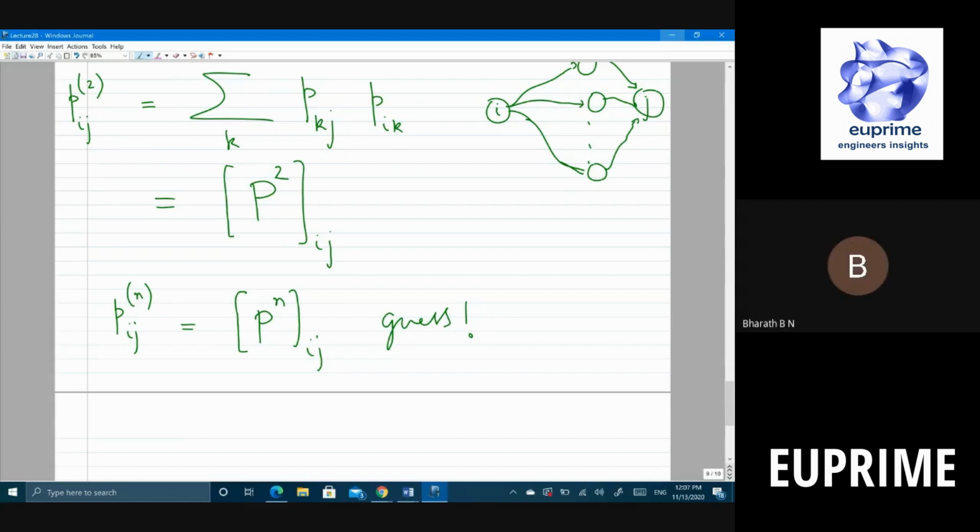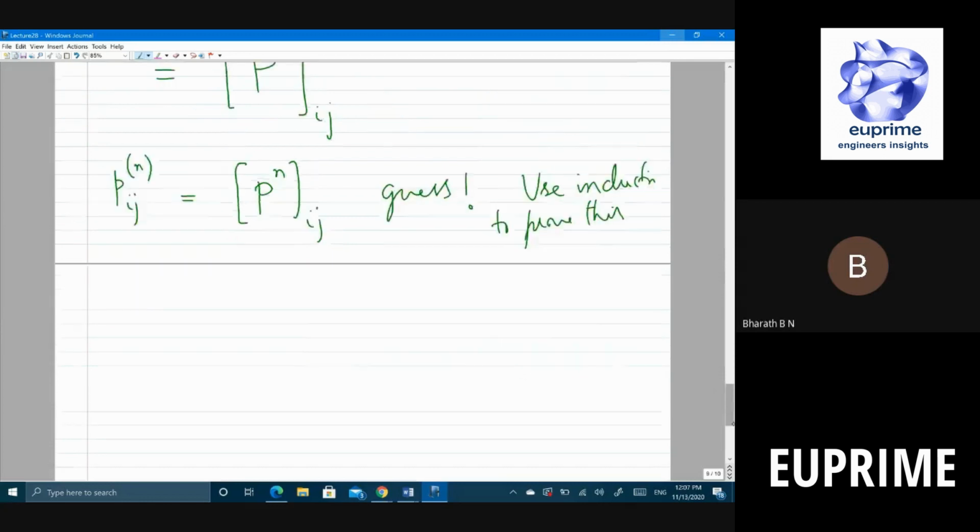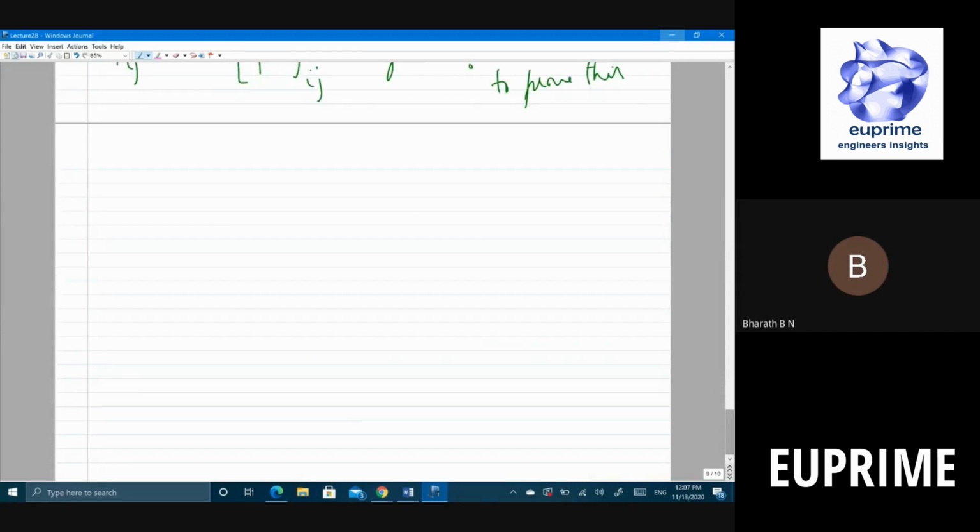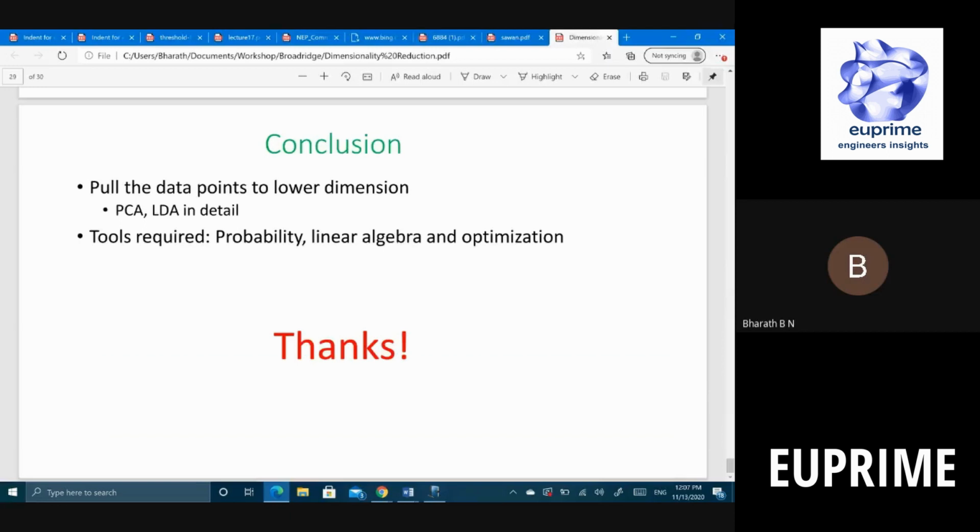But now, how do you prove this? Any idea? You come from a math background, right? So what is it that you will do if you want to prove this kind of a general statement? Induction. That's right. So you have to do induction. I'll leave this as an exercise. Use induction to prove this. This result is called the Chapman-Kolmogorov equation.